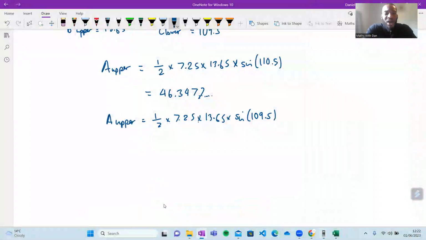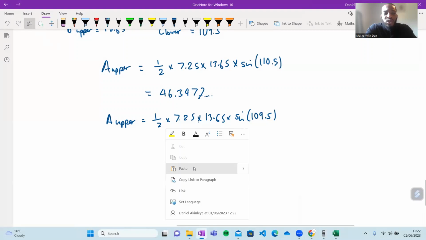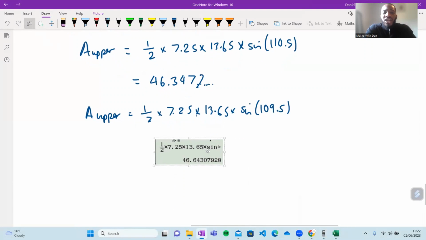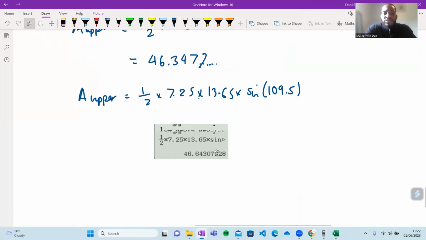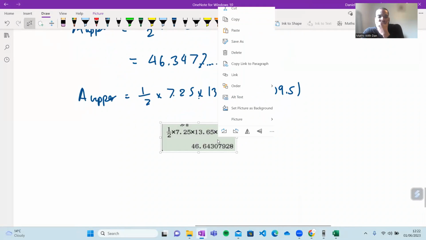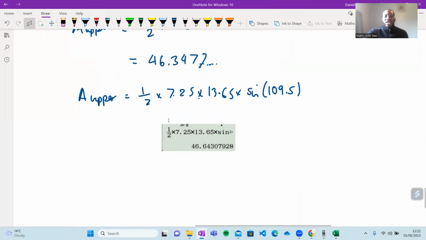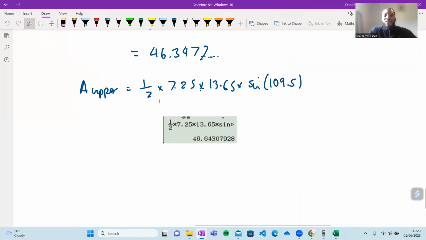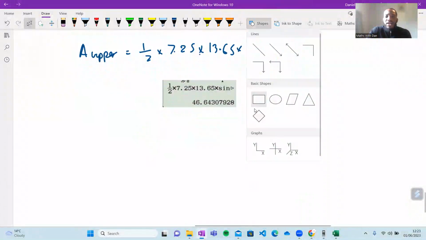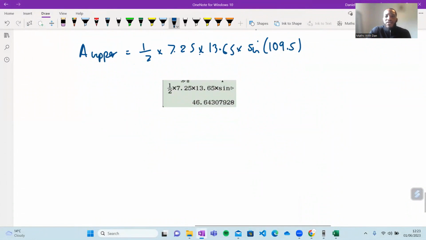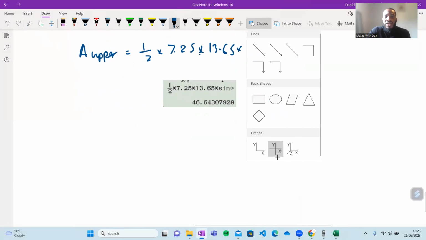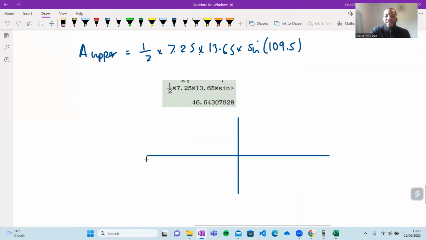Why does that happen though? Does anybody know why it is that when I'm choosing the smaller angle, I'm getting a larger value? Well, what you need to know is your graphs. Remember, you need to know the trigonometric graphs for sine, cosine, and tan. Let me know how much you remember about your graphs. I'm going to draw the sine graph for you, and I want you to tell me if you know this very, very well.